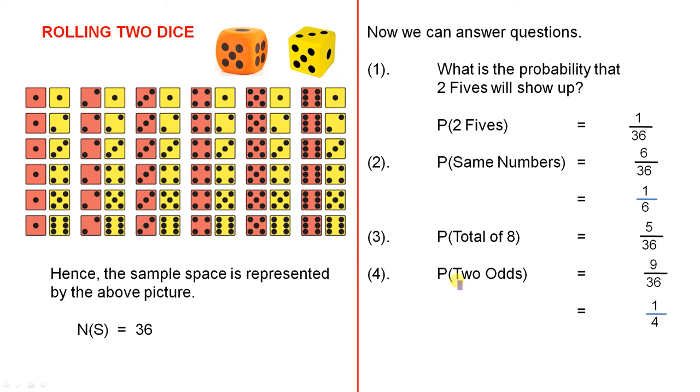And the last question, what is the probability of having two odds? Well, two odds are things like 1 1, 1 3, 1 5, 3 1, 3 3, 3 5, 5 1, 5 3, 5 5. That means that both of the numbers are odd. So there are 9 of those, which is 9 over 36, which is 1 over 4.